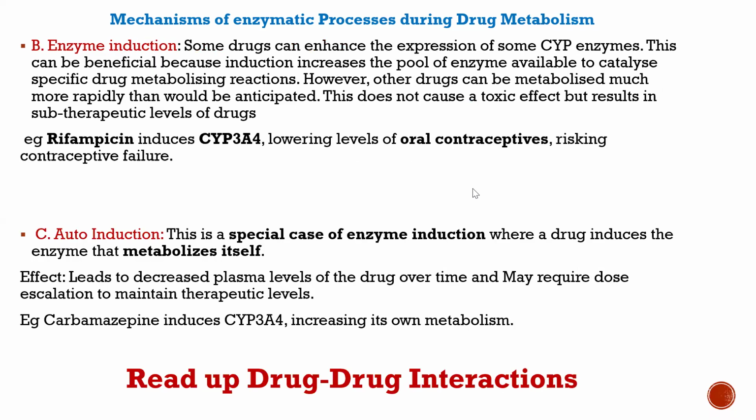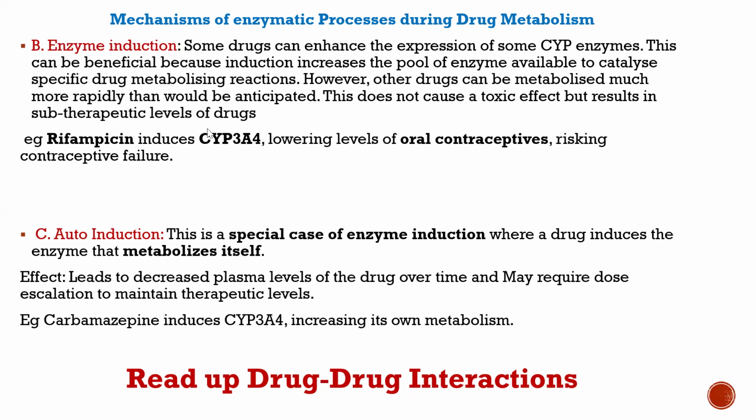So let's look at the mechanisms of enzymatic processes. The second mechanism is enzyme induction. Unlike enzyme inhibition, which stops or reduces the activity of the cytochrome enzyme, some drugs can enhance the expression of some CYP enzymes, cytochrome P enzymes. This can be beneficial because induction increases the pool of enzymes available to catalyze specific drug metabolizing reactions. However, other drugs can be metabolized much more rapidly than would be anticipated. This does not cause a toxic effect but results in sub-therapeutic levels of drug.